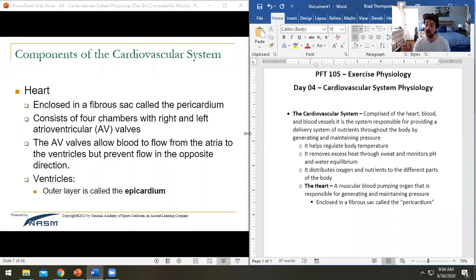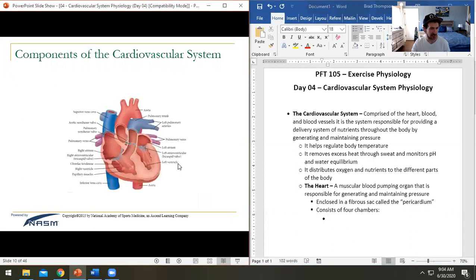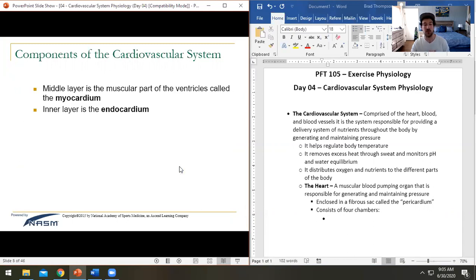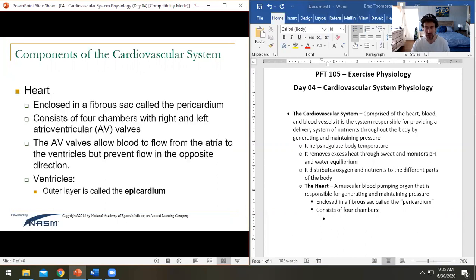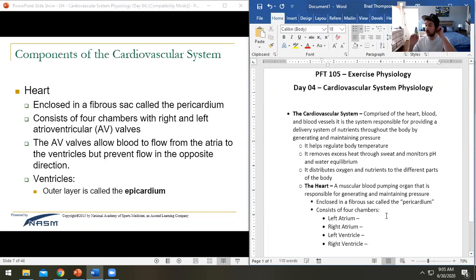And then inside your heart, the way that it maintains pressure is a series of chambers, right? So it consists of 4 chambers. Those 4 chambers are going to be either your atriums, which is actually your atria, or your ventricles, right? So you're going to see your left atrium, your right atrium, your left ventricle and your right ventricle. Okay, so those are the 4 chambers of the heart.